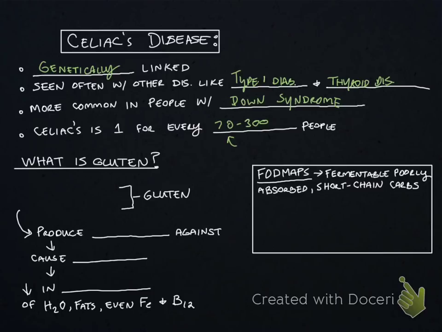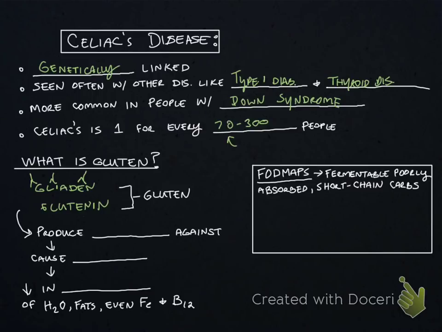Okay, so what is the problem with celiac disease? Well, it's an autoimmune disorder that is sensitive to gluten. But what is gluten? Gluten's made up of gliadin and glutenin. And since celiac disease is an autoimmune disorder, we're making antibodies against something. And these antibodies are attacking the gliadin of this gluten.